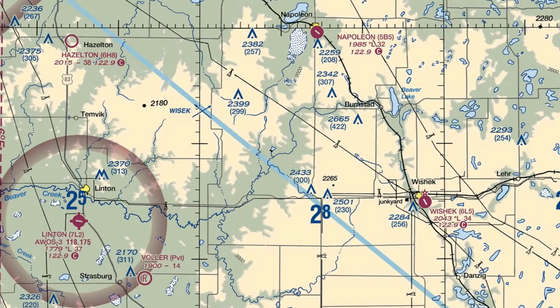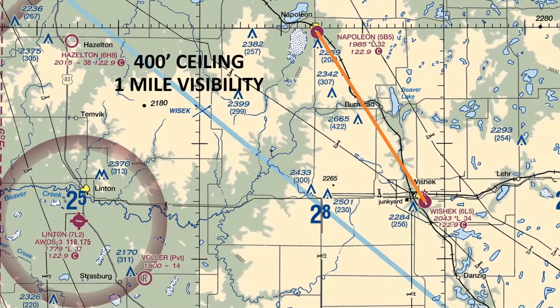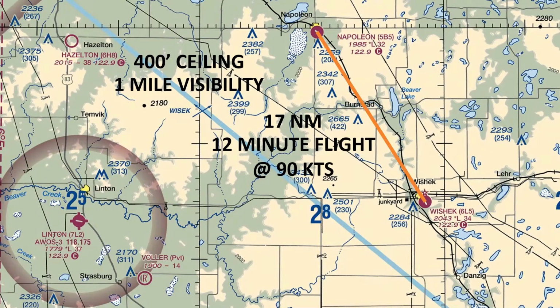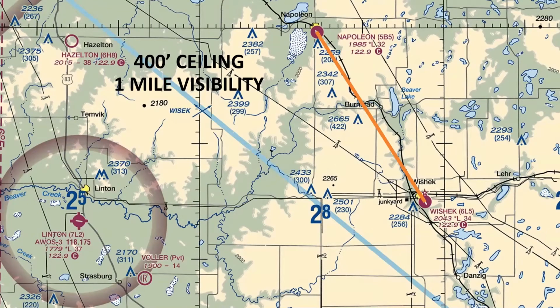So let's see what this looks like in real life and try to figure out why these rules are the way they are. Let's plan a couple of cross countries here. Let's go from Napoleon, North Dakota down to Wishek. All Class G airspace up to 1,200 feet AGL. And let's assume a 400-foot ceiling with 1 mile visibility. The trip is 17 nautical miles, which makes a 12-minute flight at 90 knots. We're going to fly this in a Cessna 172, and just say we're going to maintain 90 knots.